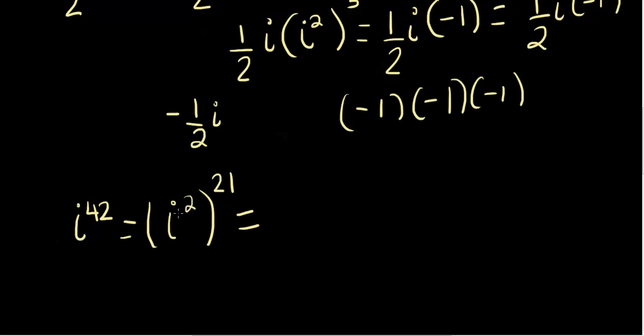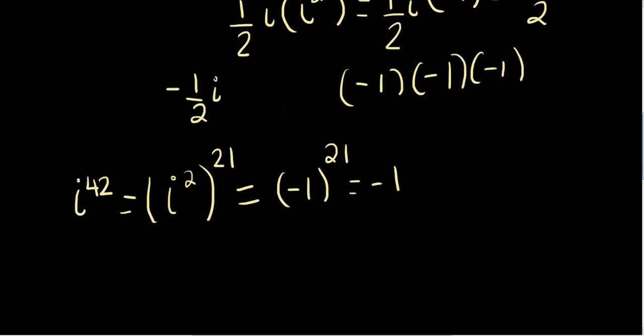Let's try to simplify this. i to the power of 2 is -1. -1 to the power of 21 is going to be -1. Why? Because 21 is an odd number, and every time that you elevate a negative number to an odd power, you will end up with a negative number. So that's the answer, -1.